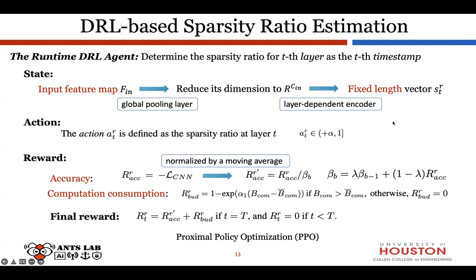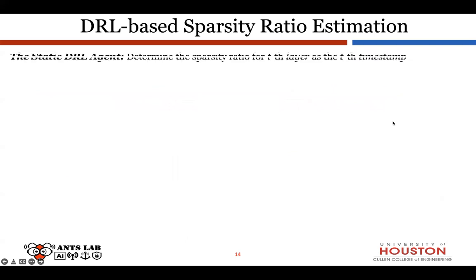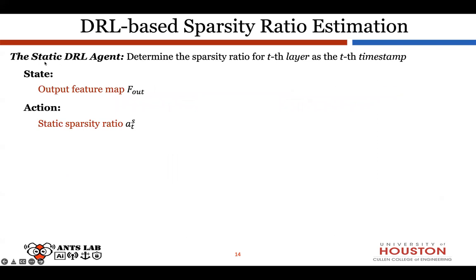Okay. So let's move to the static deep reinforcement learning agent. For the static deep reinforcement learning agent, we need to determine the static sparsity ratio for each layer. For this model, we directly use the output feature map as the state, and we use the static sparsity ratio as the action.